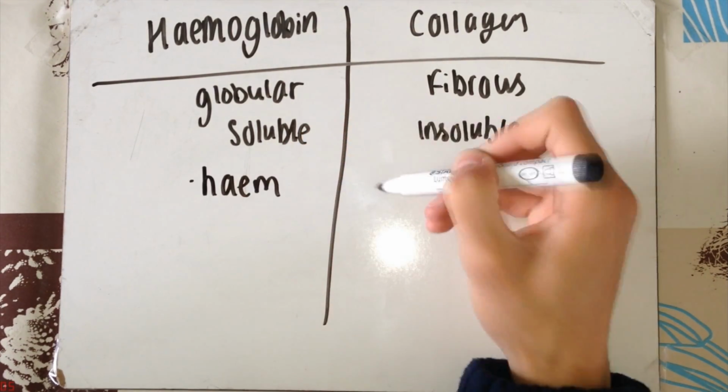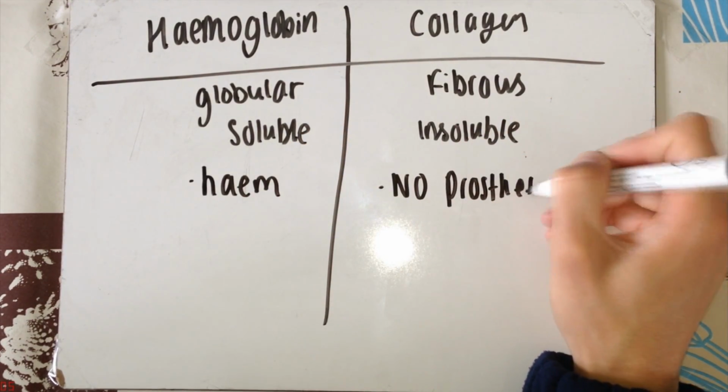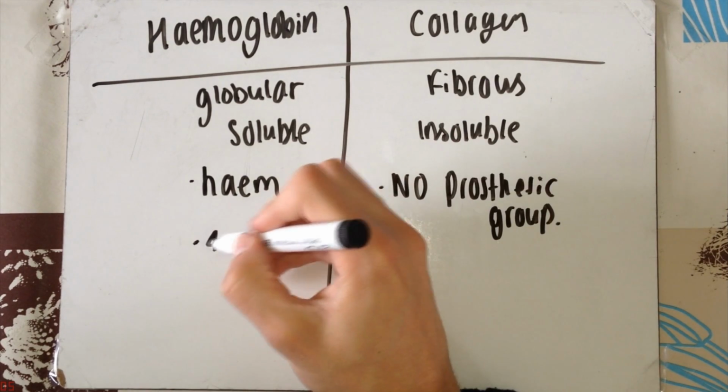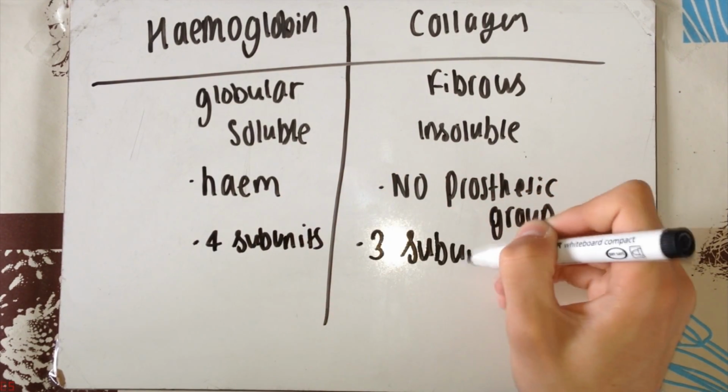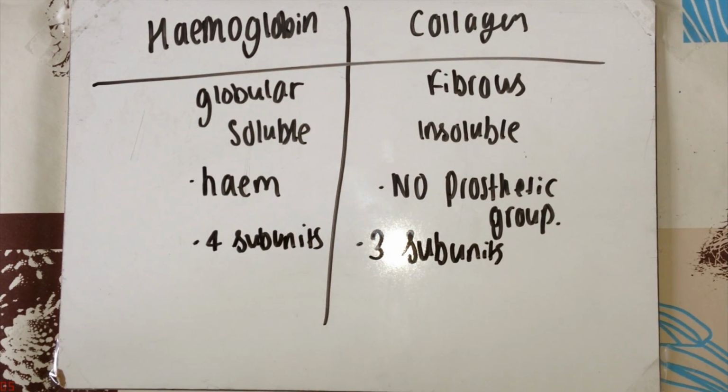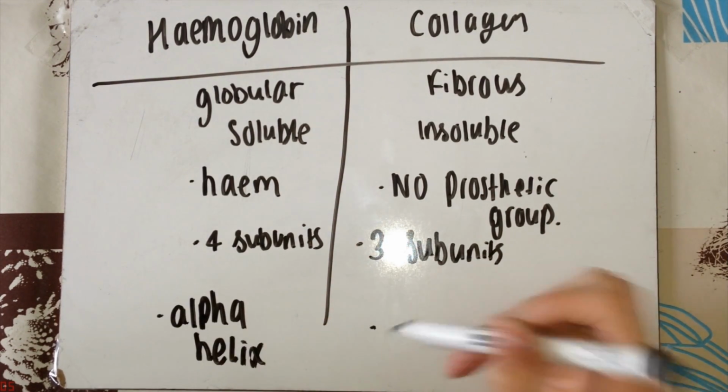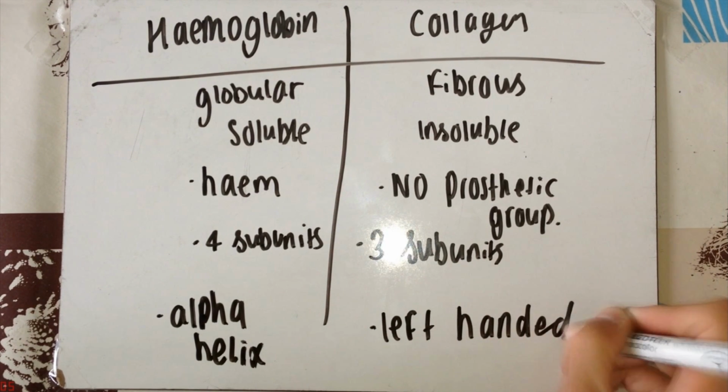Remember, haemoglobin has a prosthetic group, heme, whereas collagen has no prosthetic group. Haemoglobin is made up of 4 polypeptide subunits, whereas collagen is only made up of 3 polypeptide subunits. Haemoglobin forms an alpha helix structure, whereas collagen forms a left-handed helix structure.